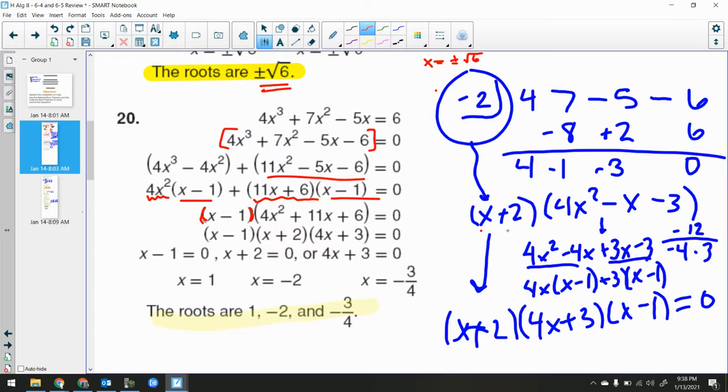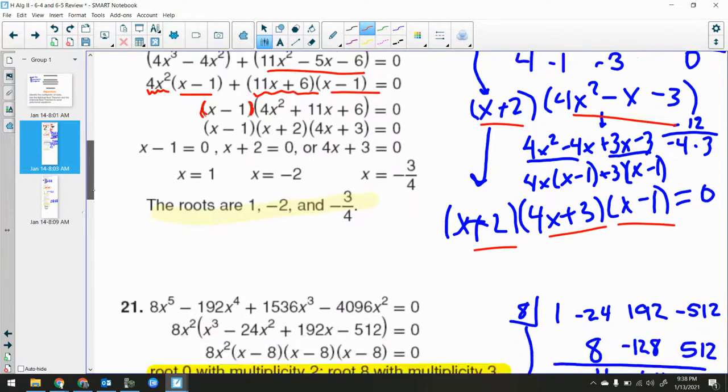Remember, the -2 corresponds to an x plus 2. And at this point, that factors, with -12 I had to get to -1 or -4 and +3. And you see that it does indeed factor. So the solutions are x equals -2, x equals +1, which we saw from the graph, and then I've got this weird one, -3/4.